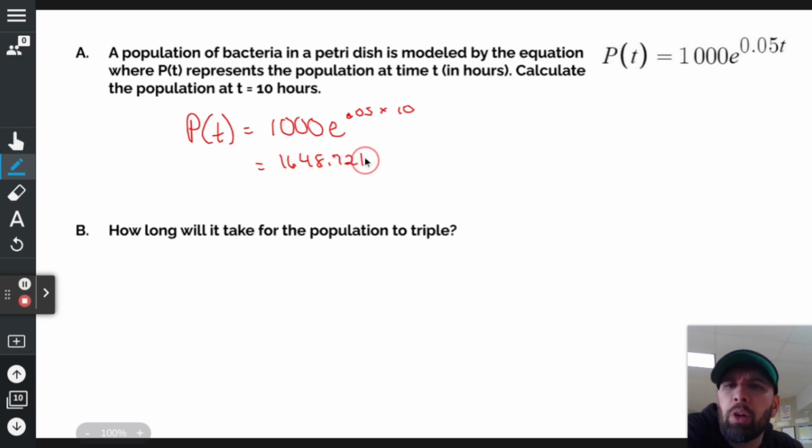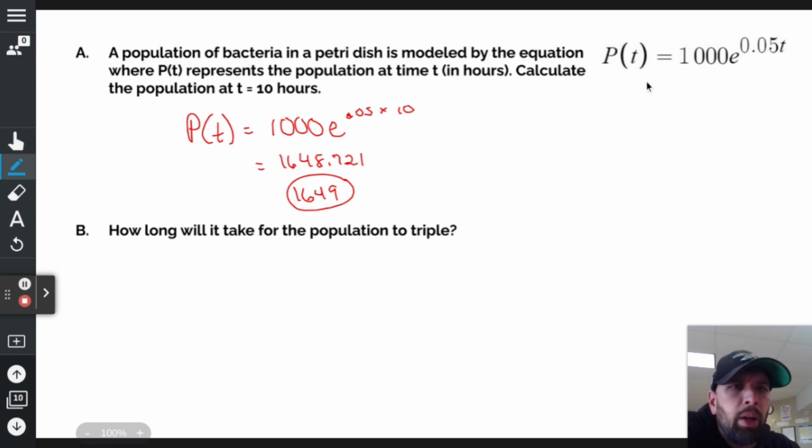So the number that I get is 1648.721, but what I don't do a good job of explaining is that we're not going to have half of a bacteria or 0.7 of a bacteria. So we'll round this up to 1649. You're allowed to have a little bit of rounding error as long as it's just by one for AP Precalculus. It's all good.